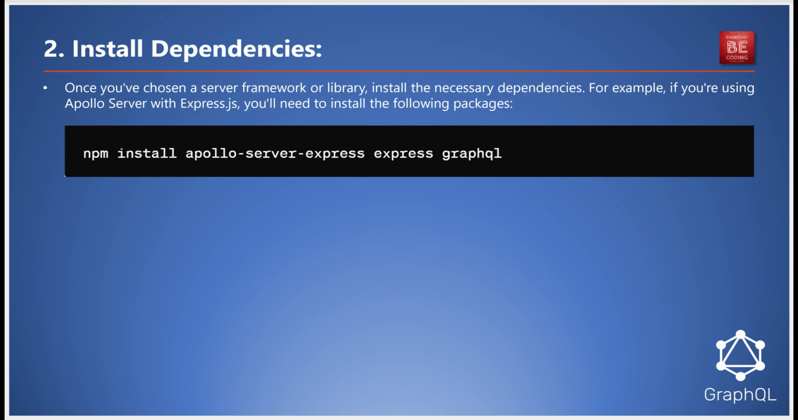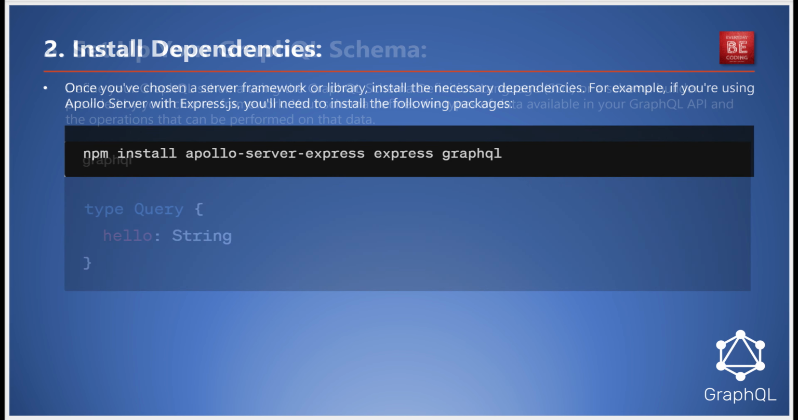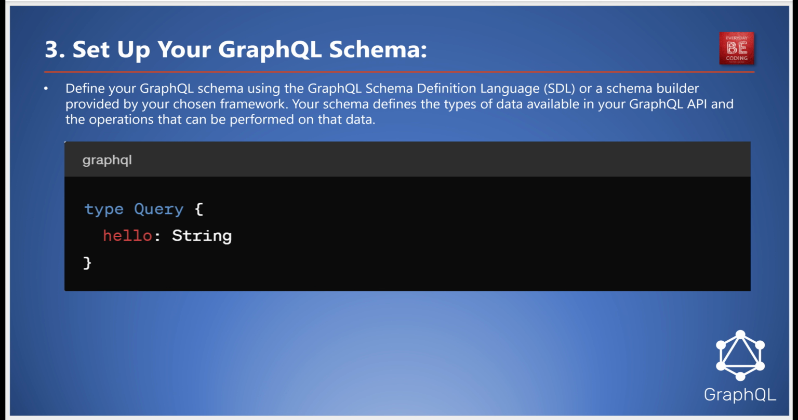Next, install the necessary dependencies. Using Apollo Server with Express.js as an example, one would install Apollo Server Express and GraphQL. This sets the stage for the magic to happen. Once the stage is set, it's time to define your GraphQL schema. The schema is the blueprint of your API, outlining the types of data you can query. Here, you might define a simple type, Query, with a field hello, returning a string. This foundational setup paves the way for the next crucial step.